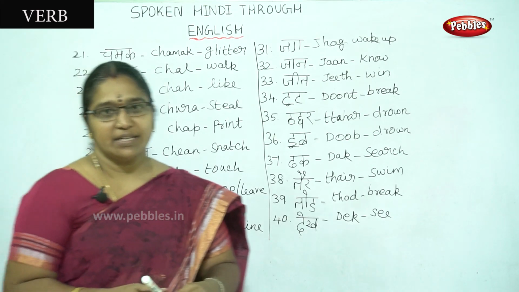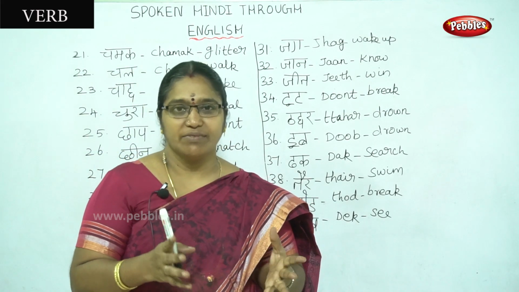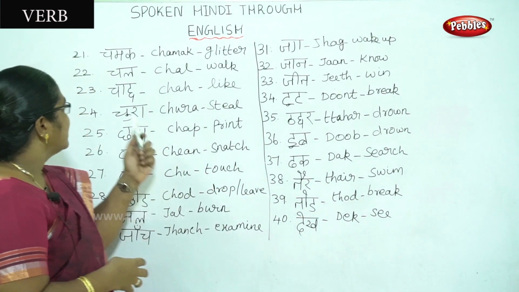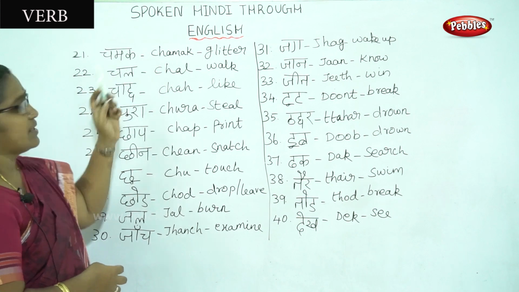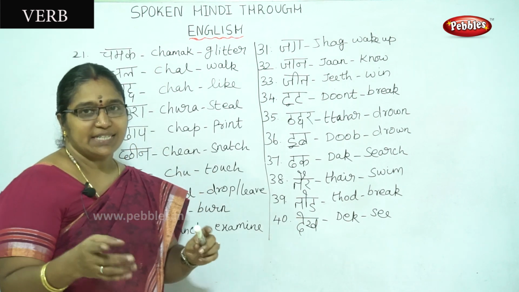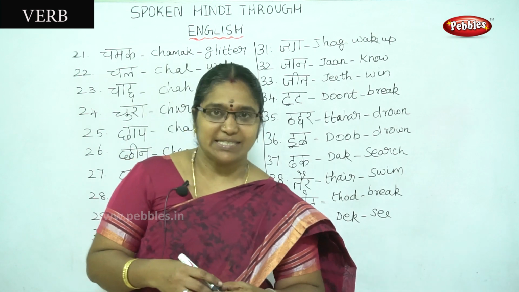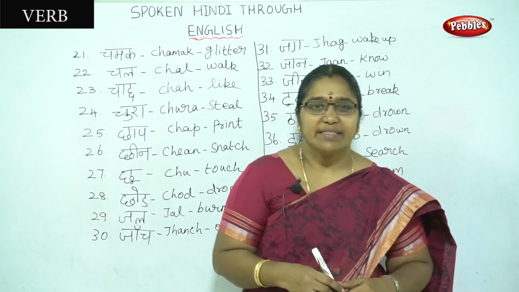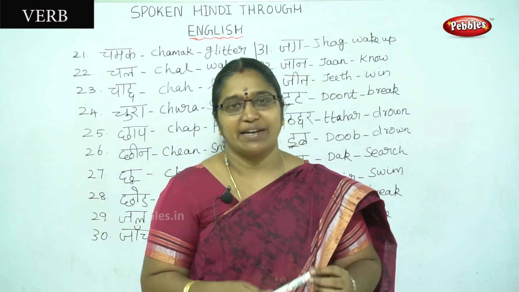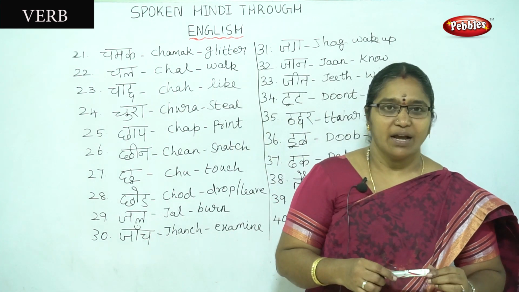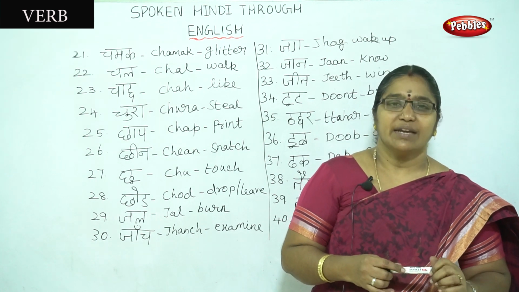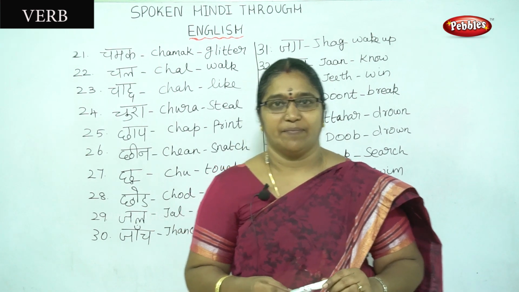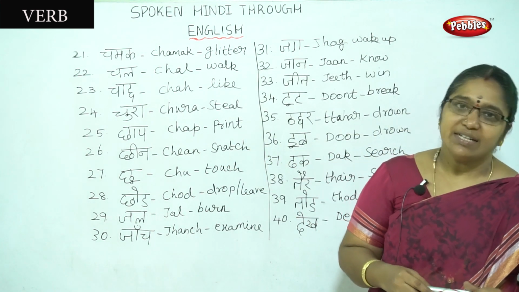Now we can see another set of 20 verbs. The first one is chamak. We have to pronounce it as chamak. Chamak means glitters. तारे आकाश में चमक रहे हैं. In English we can say it as: the stars are twinkling in the sky.